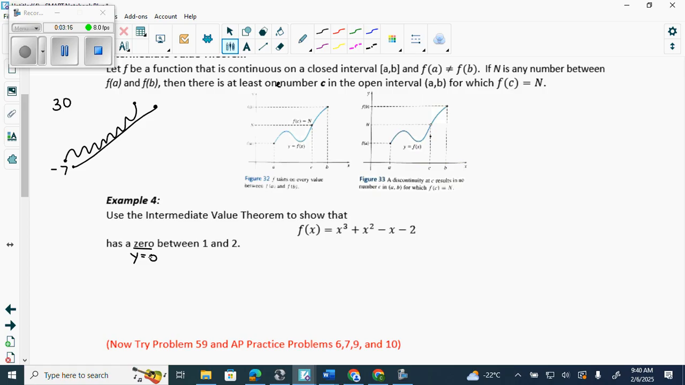So intermediate value theorem, yes, you have to show f of 1. Find out what that is. Yes, you have to show f of 2. Most people do this. But what people forget to do is they forget to say, hey, f of x is a cubic function. It's a polynomial. And all polynomial functions are continuous, right? So this graph is continuous.